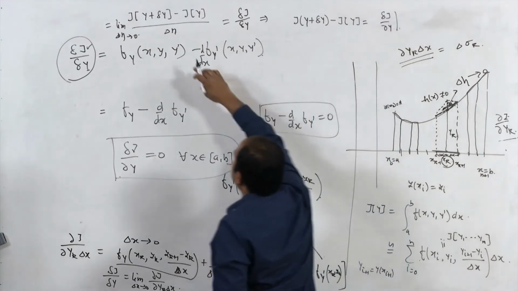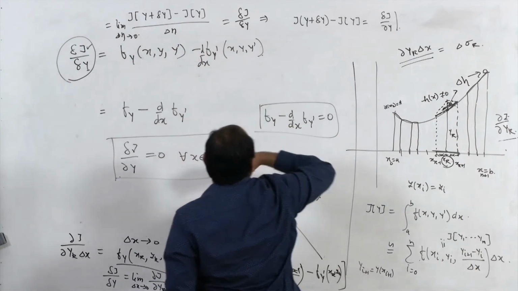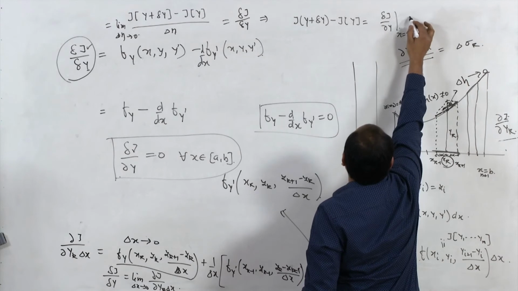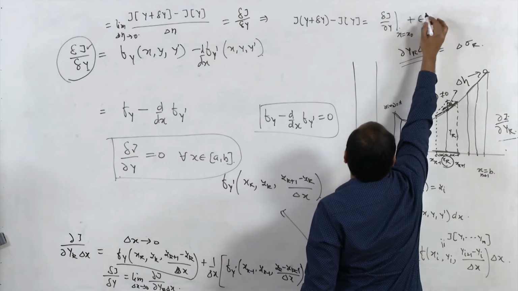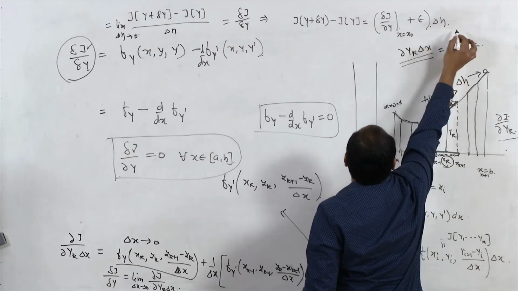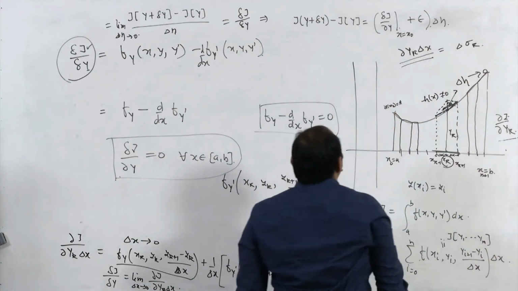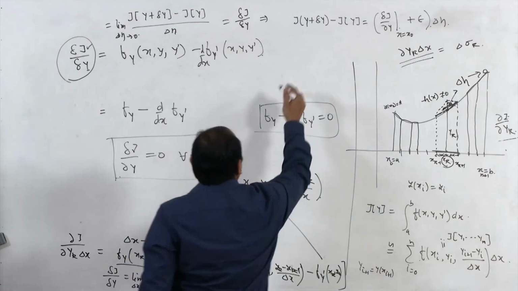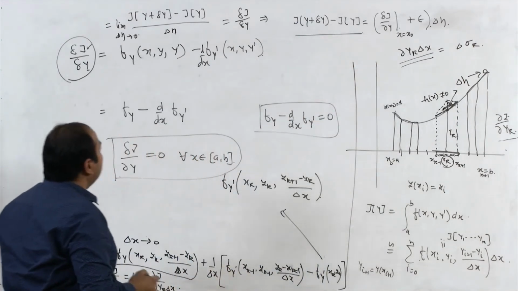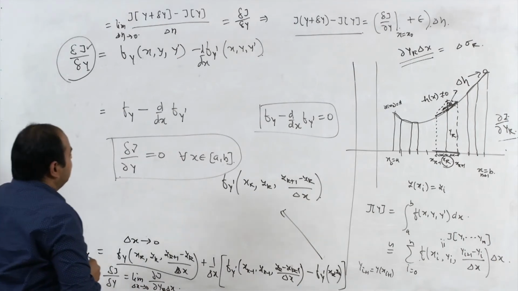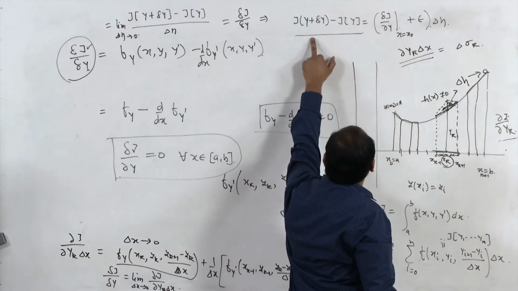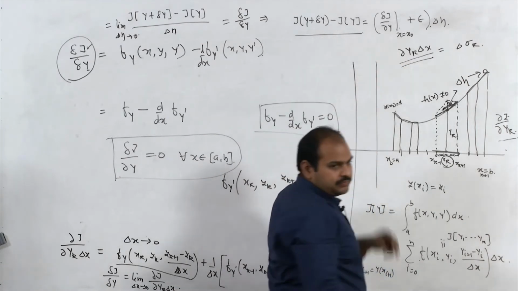Now, since we are considering delta y only in the neighborhood of the point x equal to x naught, we can write it at x equal to x naught plus, here you can take any function, say epsilon into delta eta. As epsilon tends to 0, this delta eta tends to 0. So, this is nothing but the differential or variation of the functional. Here we can link the variational derivative and the variation of the functional in this way.